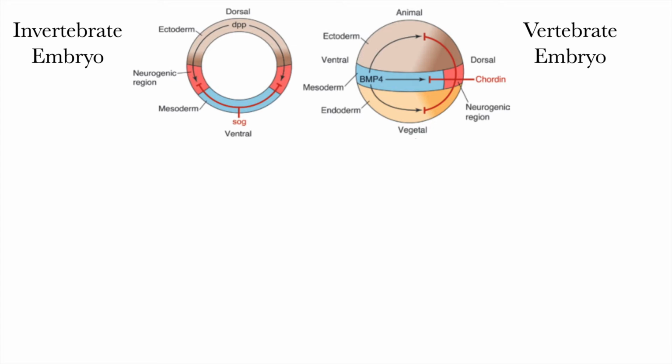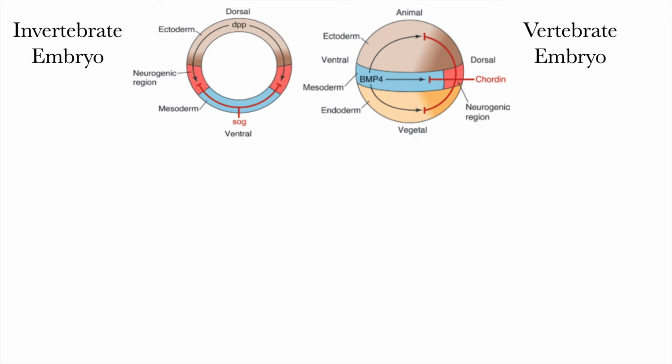Similar molecules pattern the dorsal ventral axis. The Drosophila embryo resembles an inverted Xenopus embryo with an ectoderm and mesoderm region. The transcription factors that pattern the embryo have similar functions.